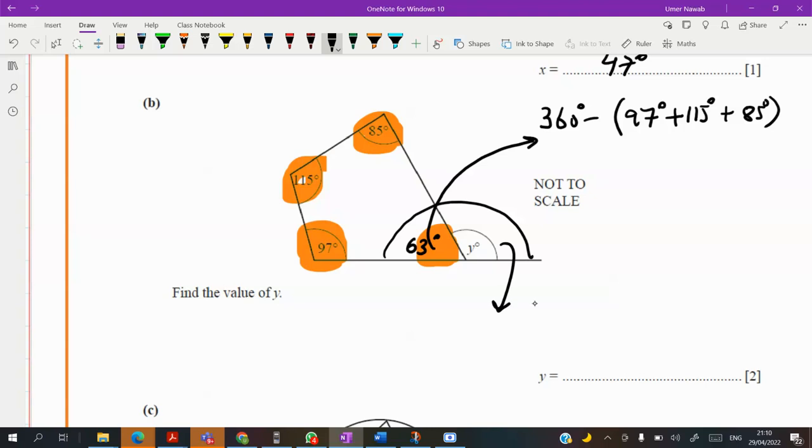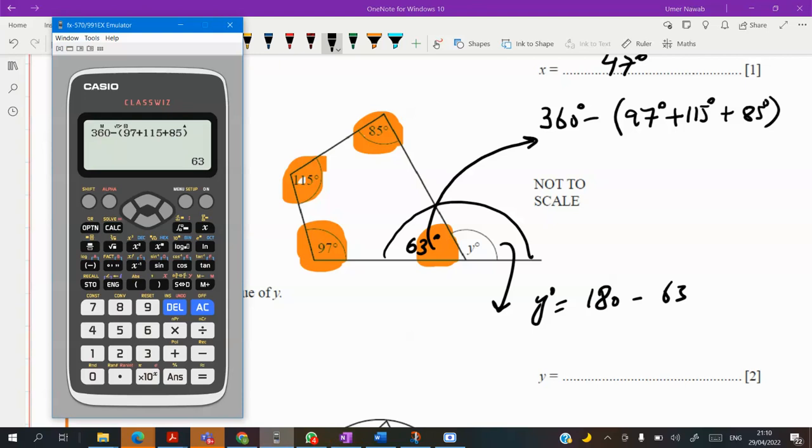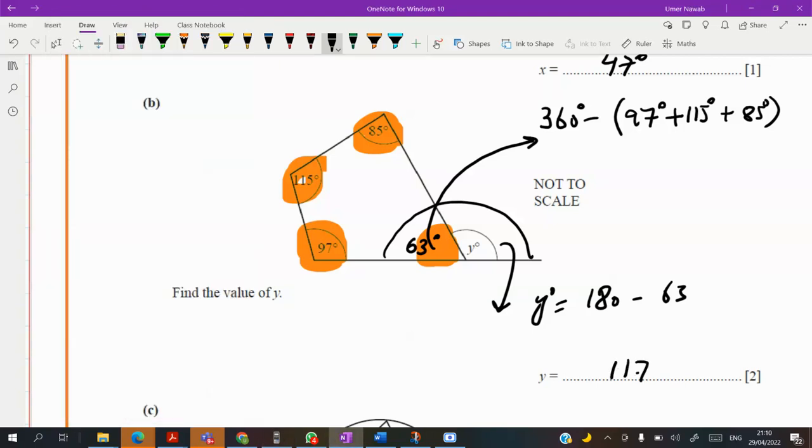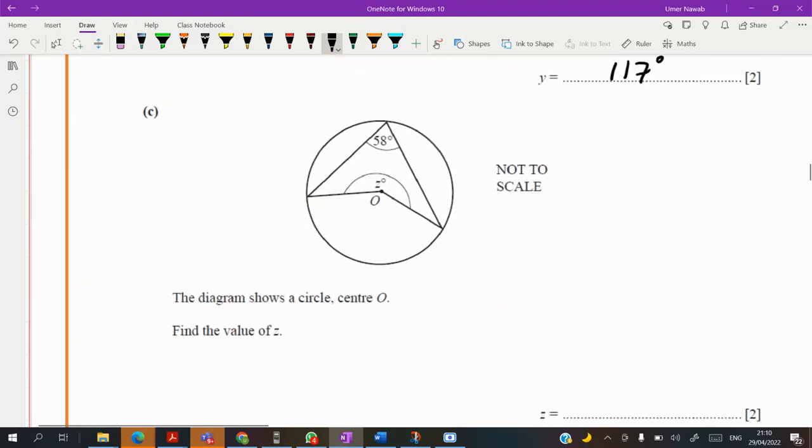Then y will be equal to what? y will be 180 minus 63, which gives us 117. This question is interesting. The reason is we want this angle, the central angle, which is not given. So the total angle is 360. From 360, I will subtract z and write 360 degrees minus z.